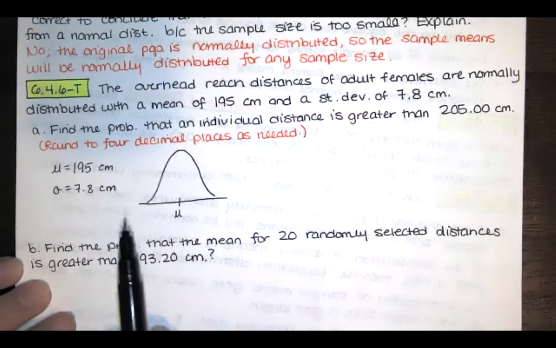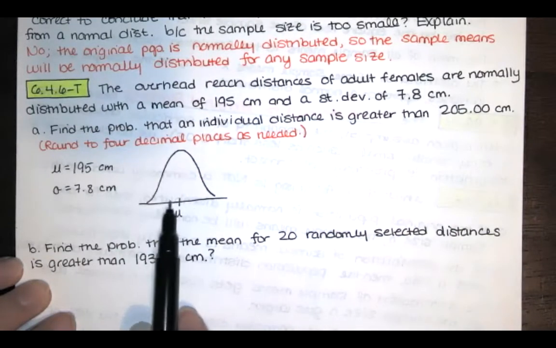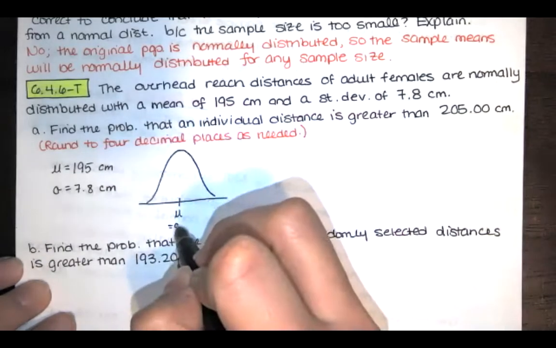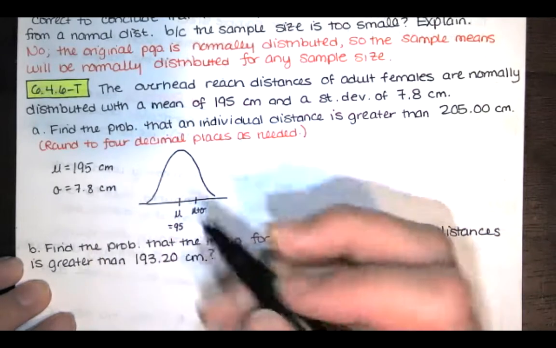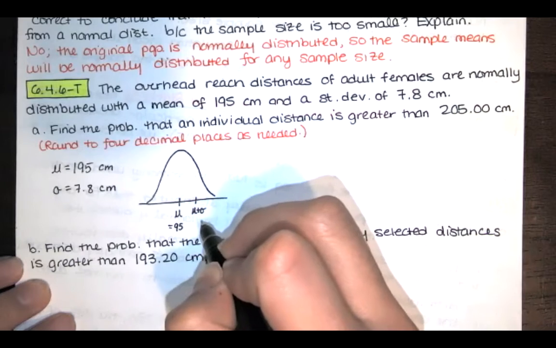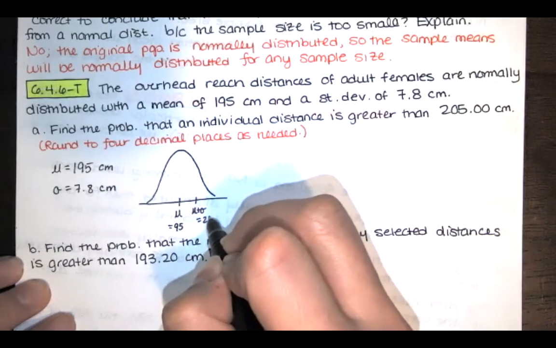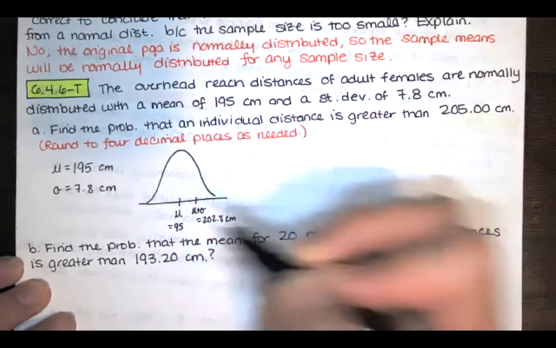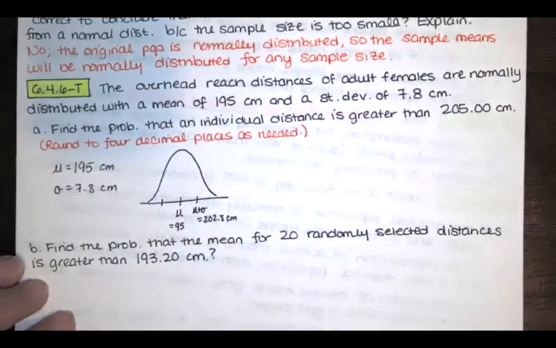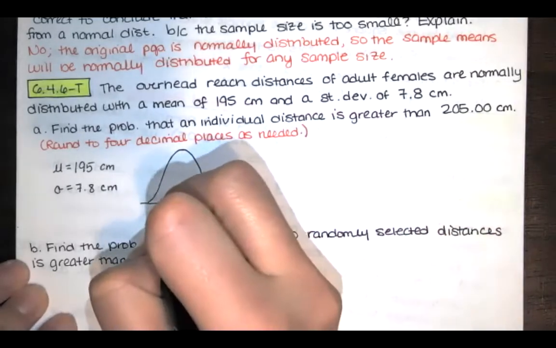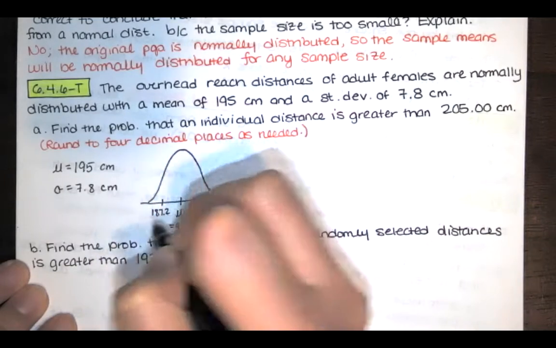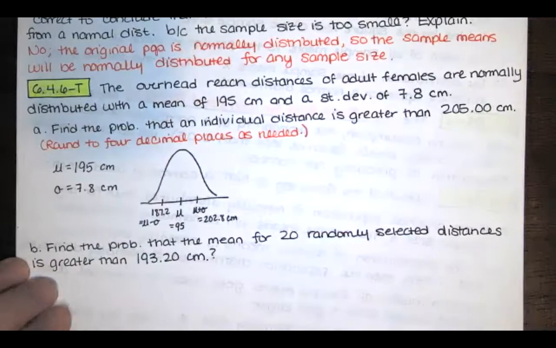And then if we wanted, we could go out one standard deviation from the mean in each direction. So if I add the standard deviation to that, I get 202.8 centimeters. That's one standard deviation above the mean. And then one standard deviation below the mean is 195 minus 7.8, which is approximately 187.2. That's the mean minus a standard deviation.